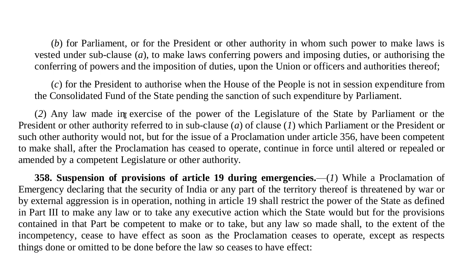2. Any law made in exercise of the power of the legislature of the state by Parliament or the President or other authority referred to in sub-clause a of clause 1, which Parliament or the President or such other authority would not, but for the issue of a proclamation under Article 356, have been competent to make, shall after the proclamation has ceased to operate continue in force until altered or repealed or amended by the competent legislature or other authority.